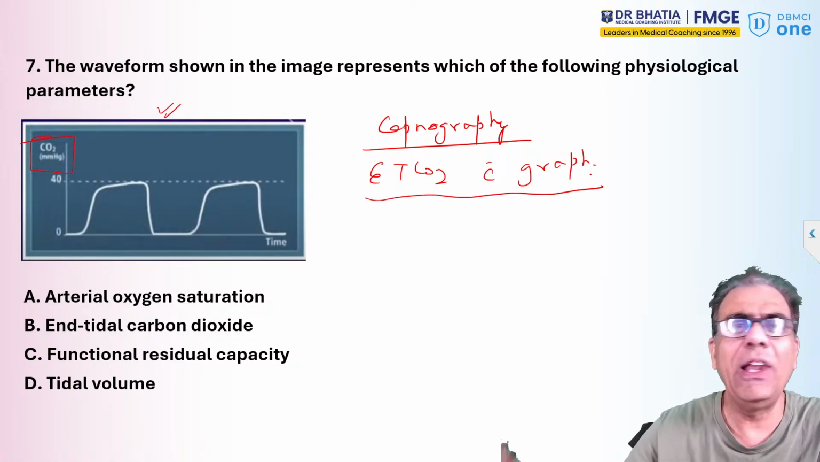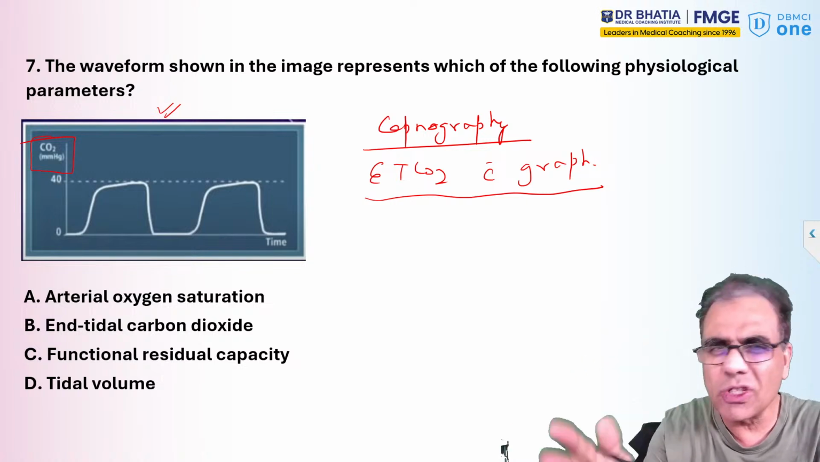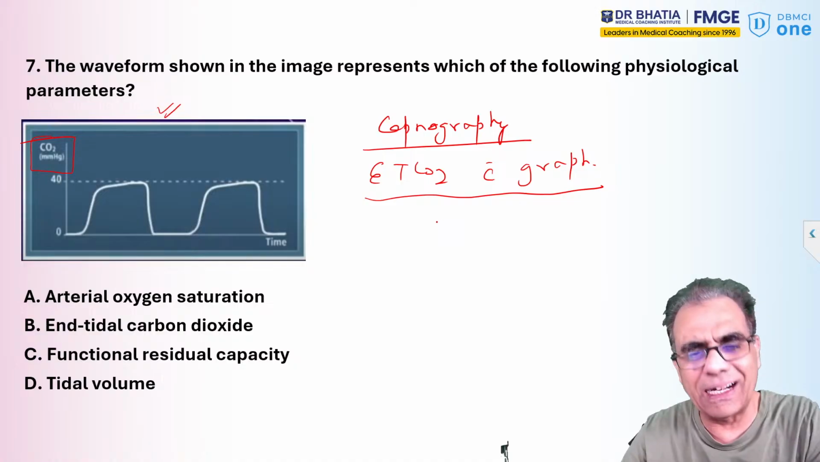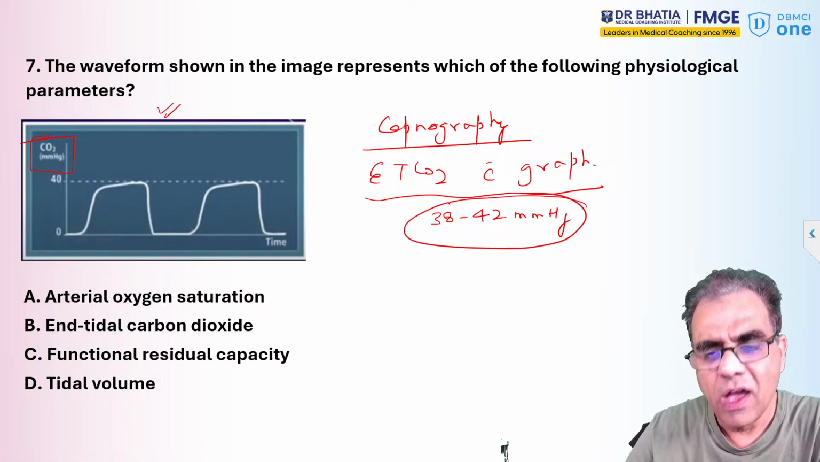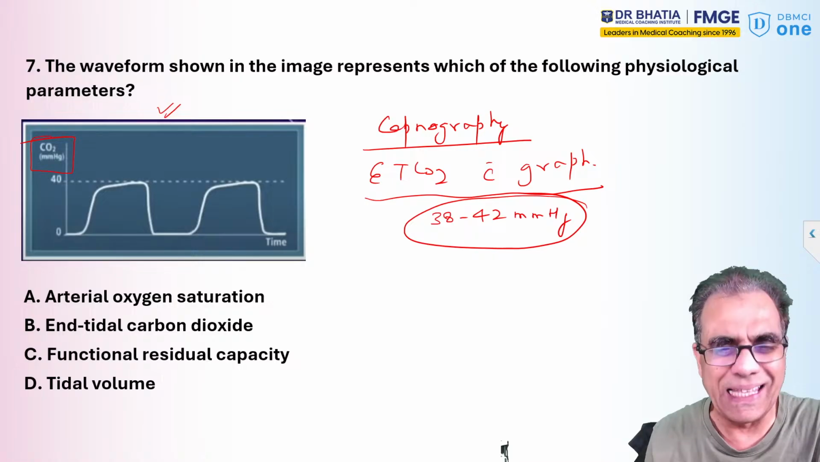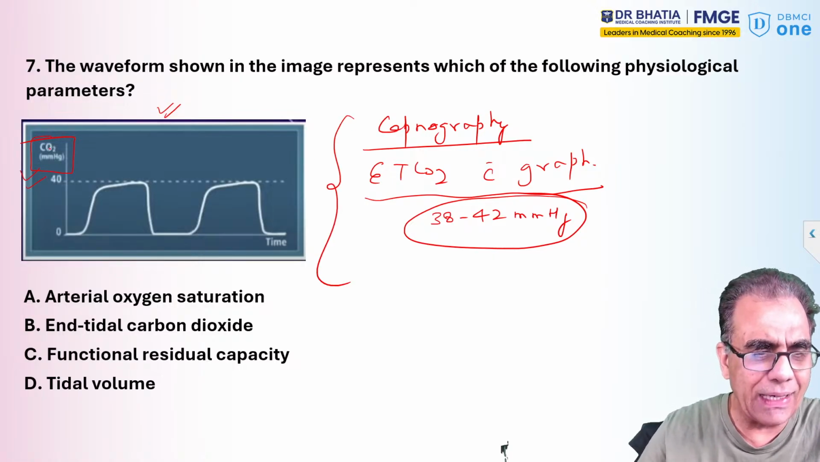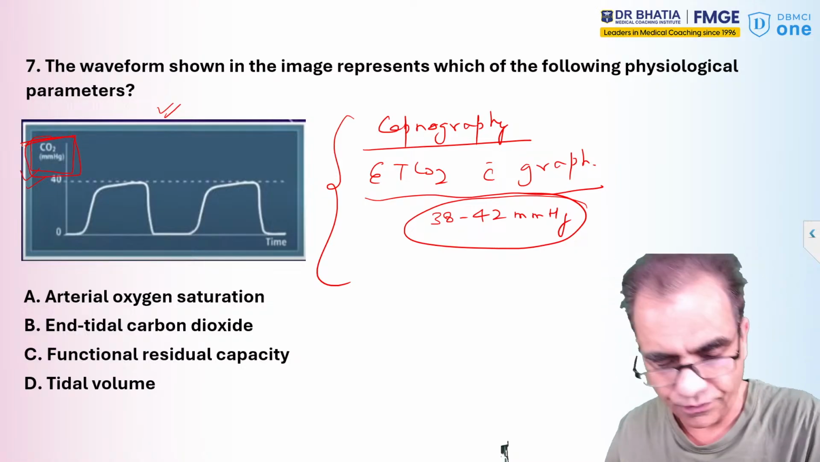And the normal value is normal PCO2 is 40. So just 2 to 3 mmHg less than arterial PCO2. So I can say around 38 to 42 mmHg. Arterial PCO2 is 35 to 45, so just 2 to 3 mmHg less than that. So this is normal end-tidal carbon dioxide. You can copy it from the graph image.